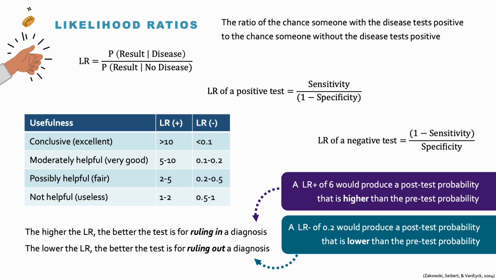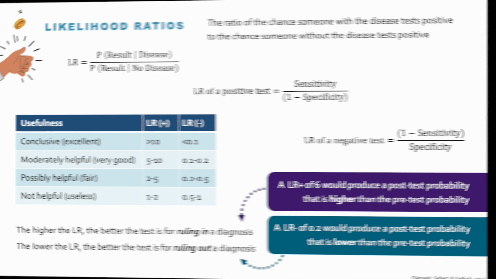This is also important to understand if you're going into public health and may be designing screening programs, but are not a clinician. The higher the likelihood ratio, the better the test is for ruling in a diagnosis, and the lower the likelihood ratio, the better the test is for ruling out a diagnosis. It's important to note that likelihood ratios are determined only by test sensitivity and specificity. They're characteristics of the test. They don't change based on prevalence in the population you're testing.